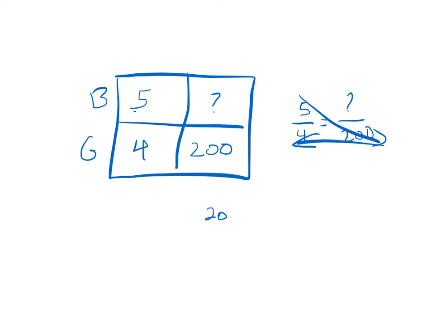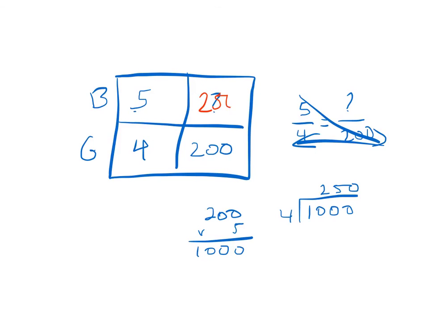So 200 times 5, that's going to be 1,000. 1,000 divided by 4, that's going to be 250. So we can write up back in the box, and our answer is 250 boys were in the auditorium.